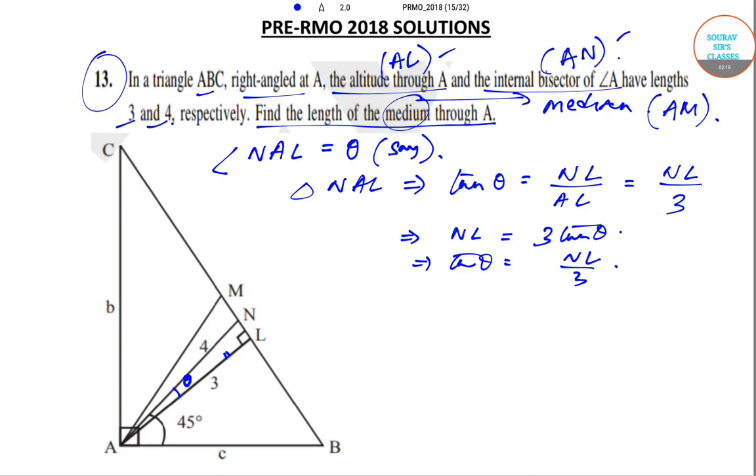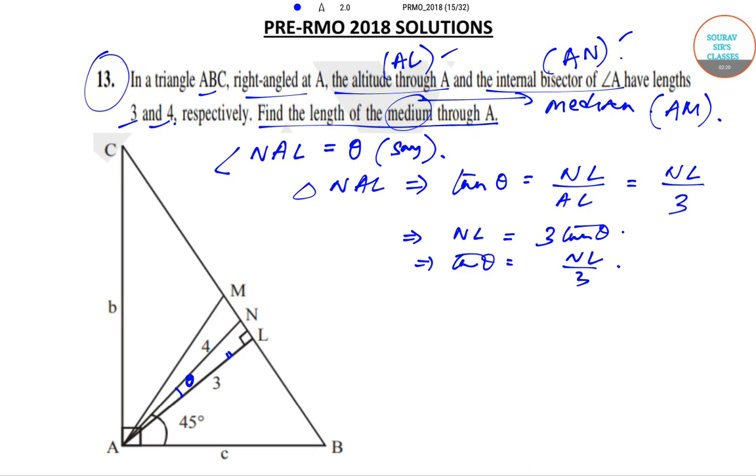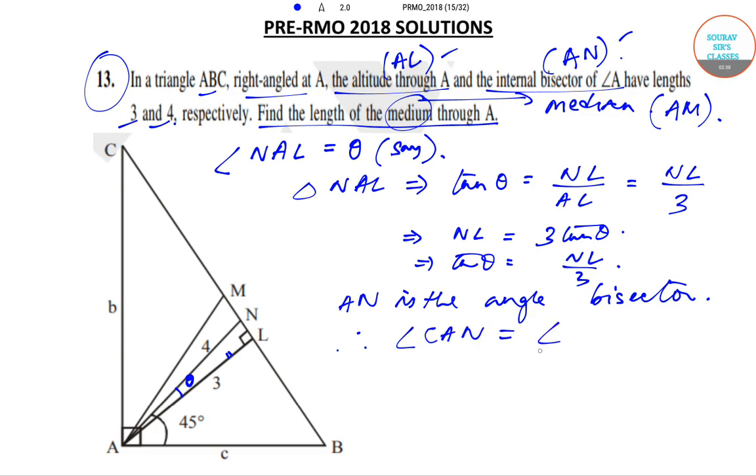Since AN is the angle bisector, that means angle CAN and angle BAN are each equal to 45 degrees.